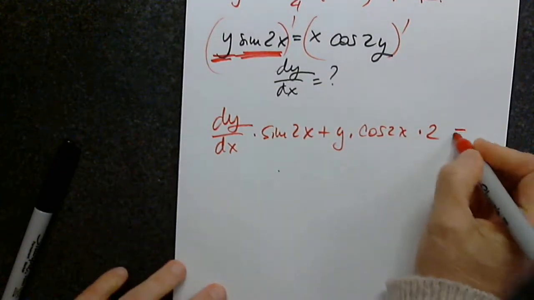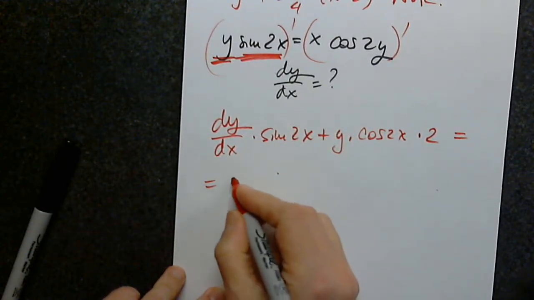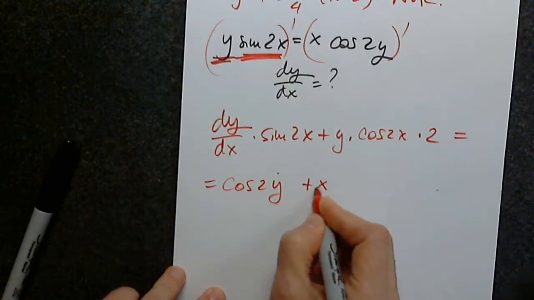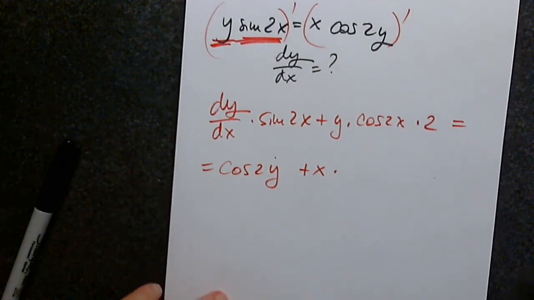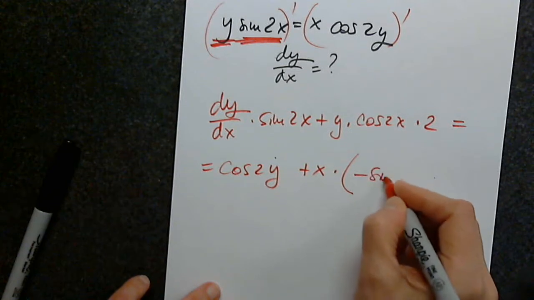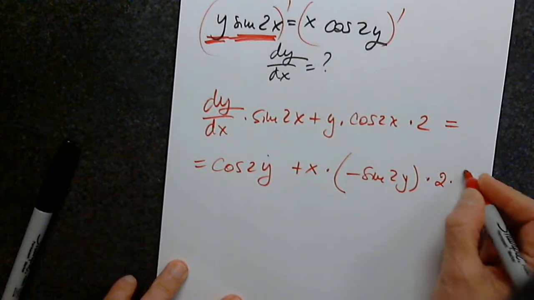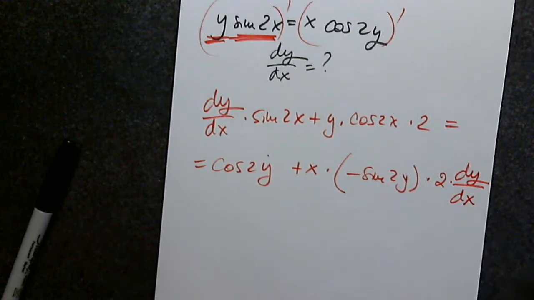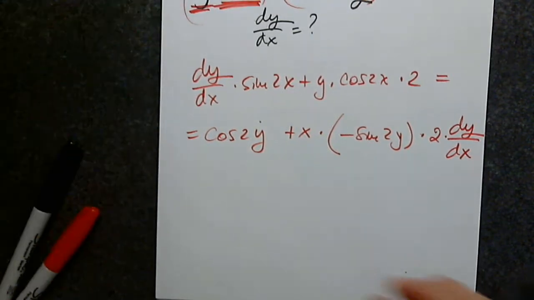So that equals another product now. First function prime, so cosine 2y plus x multiplied by cosine 2y prime. So first I differentiate cosine, and I get, very good, 2y times the inner function prime, 2 times dy over dx. Very good. I managed to stay within one page this time.